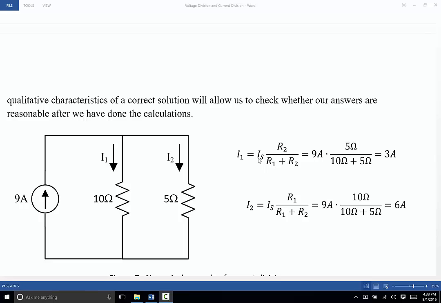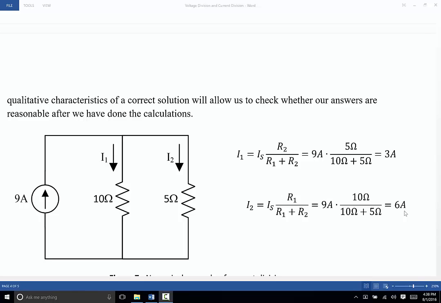So now we can plug the numbers in. IS is 9 amps, R2 is 5 ohms, R1 is 10 ohms. When we plug this all into our calculator or do it in our head, we find that I1 is 3 amps and I2 is 6 amps. Great. 3 amps plus 6 amps adds up to 9 amps, so that's correct. And as we saw, I1 should be less than I2, probably by a factor of 2 or 3. In this case, it worked out to be a factor of 2.